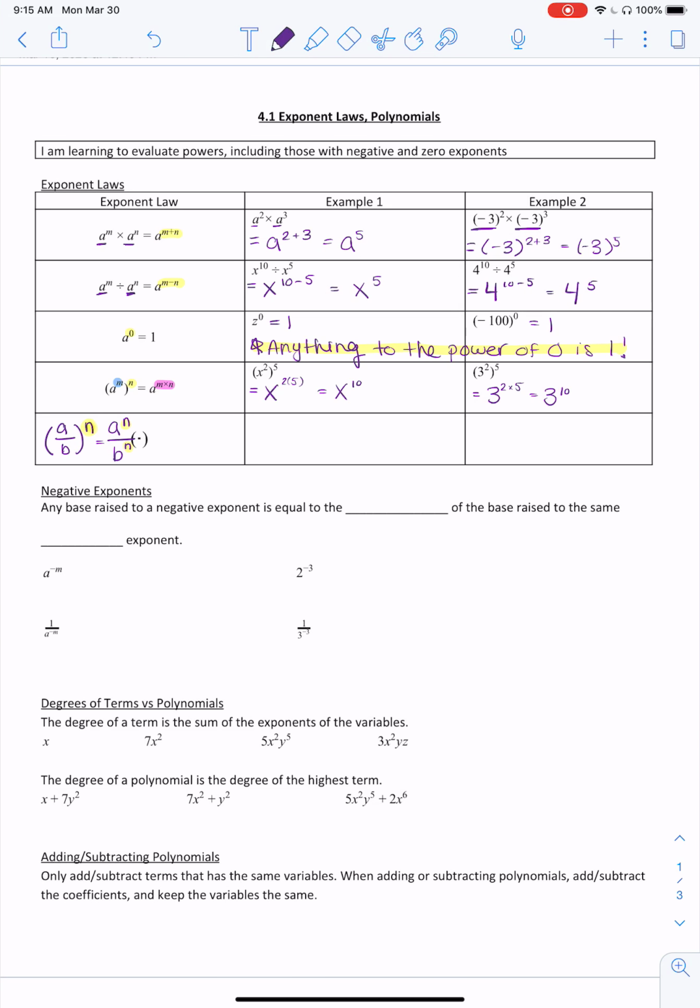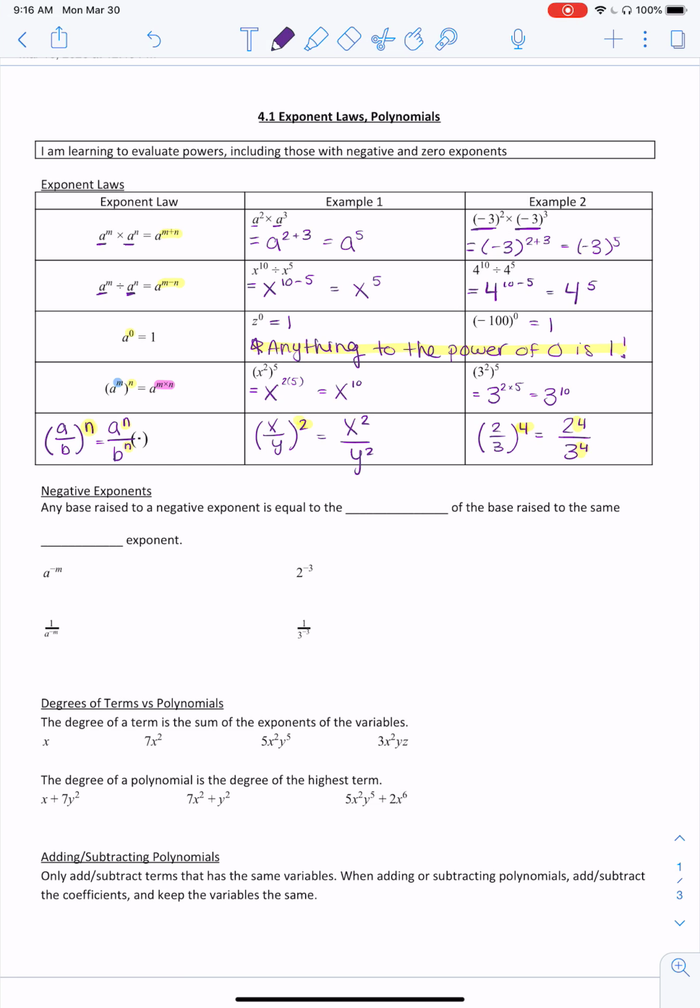So we're going to do a couple of examples here. If I have x over y all to the power of 2, that equals x to the power of 2 over y to the power of 2. So that little exponent here just gets put on my numerator and then my denominator. And similarly, we can use this with numbers as well. And my exponent is going to go onto both the numerator and the denominator.